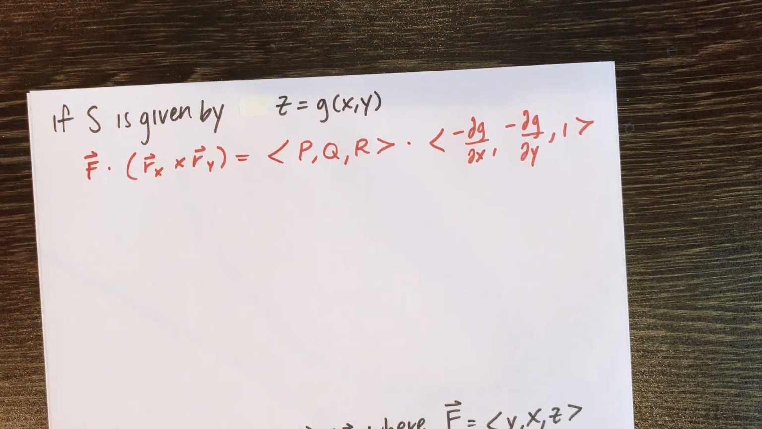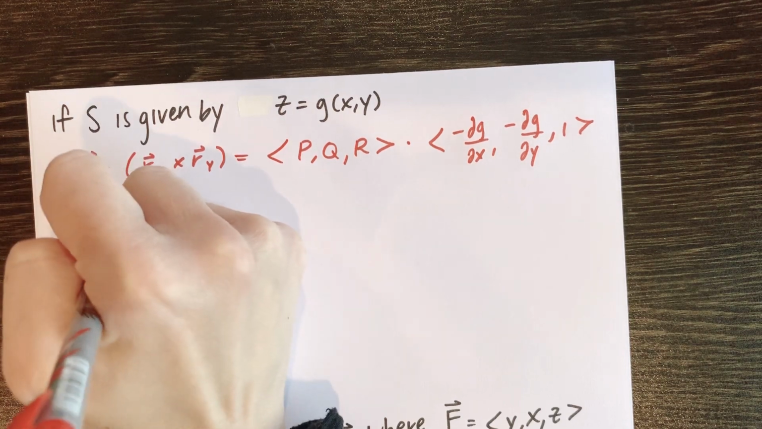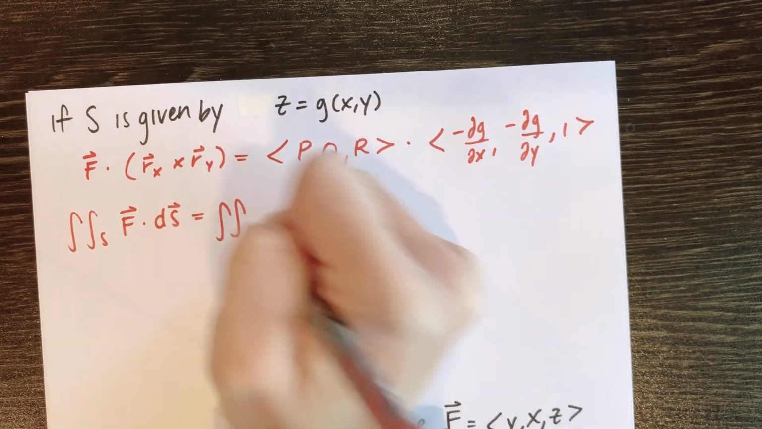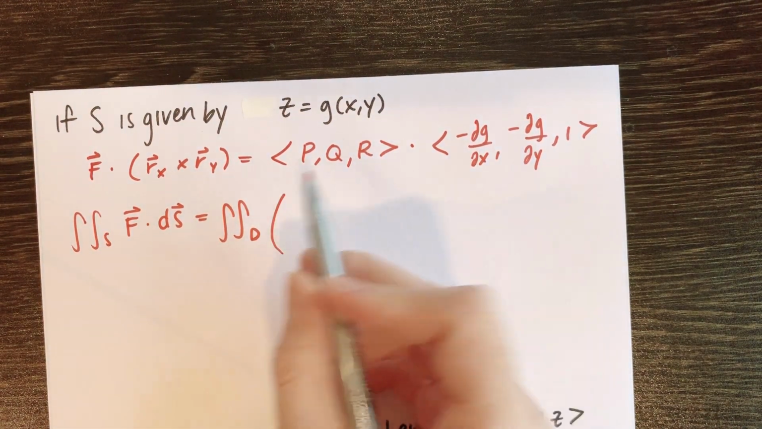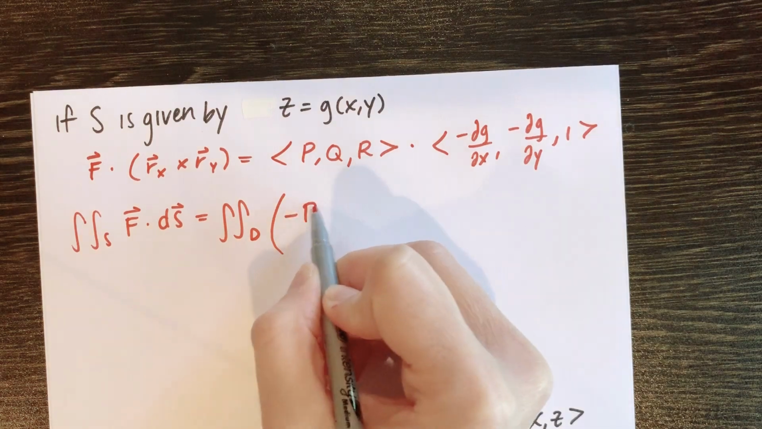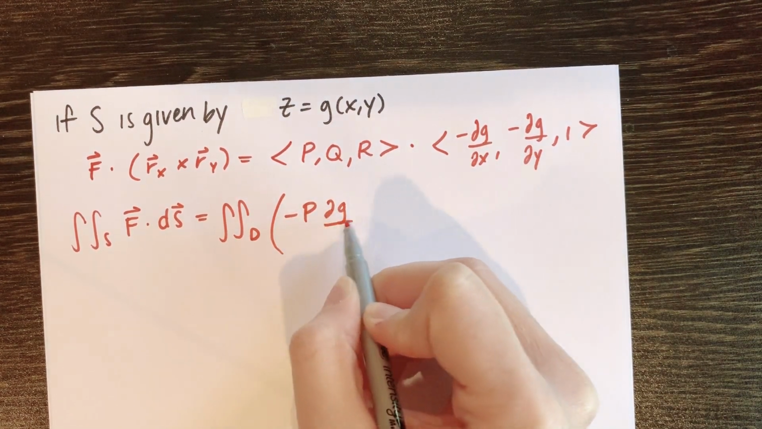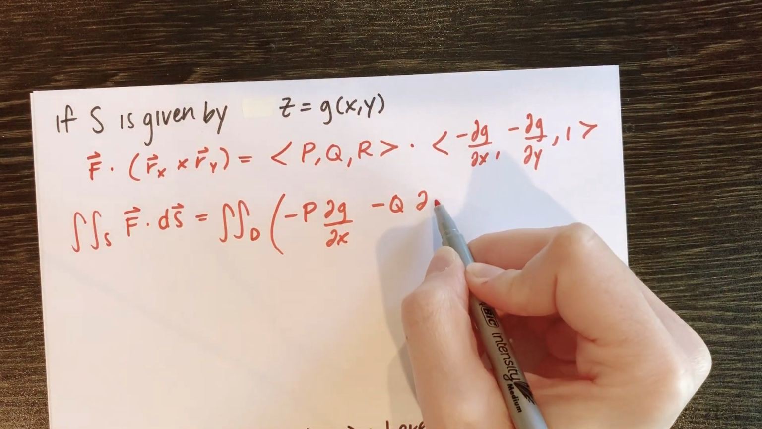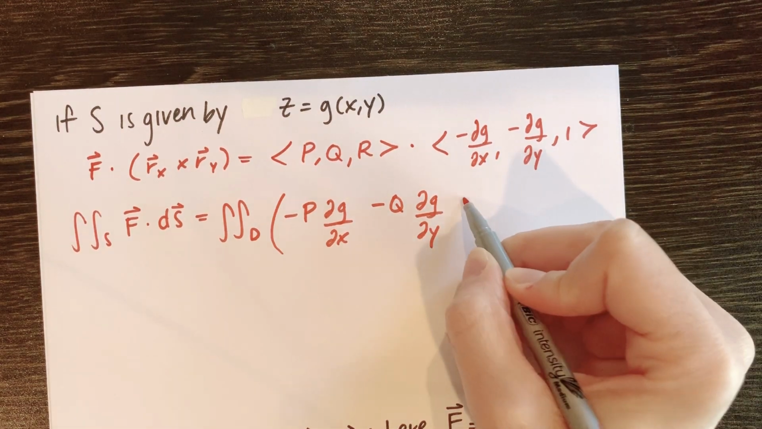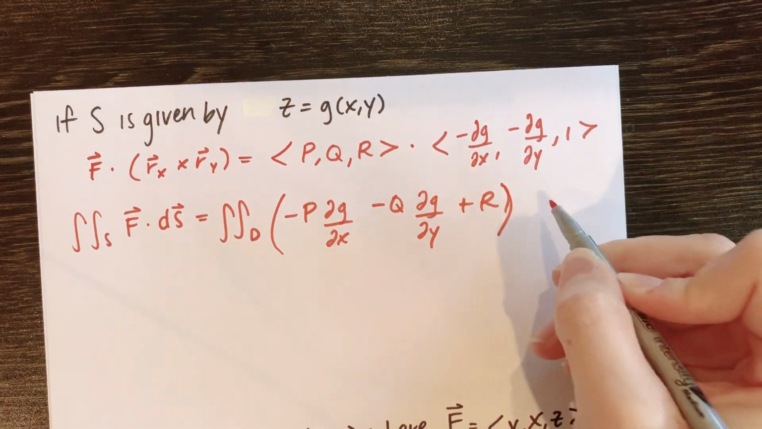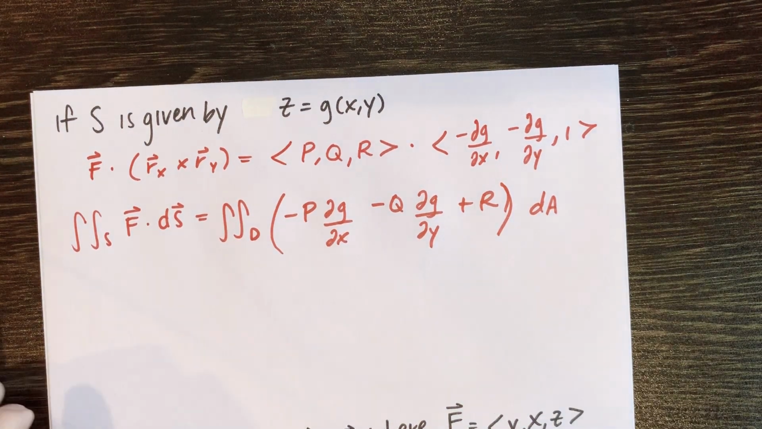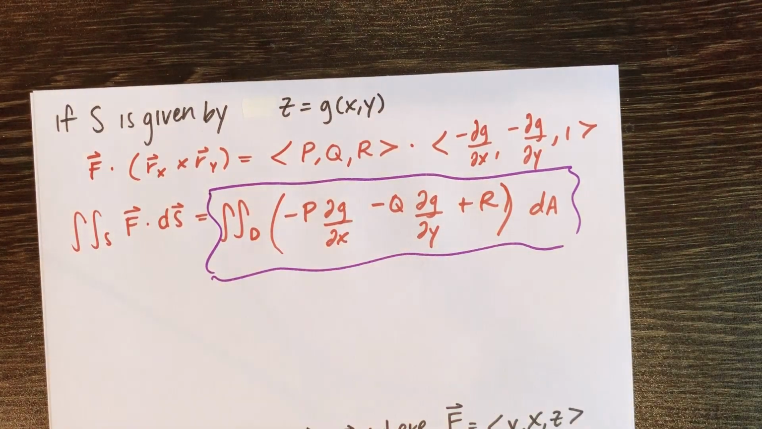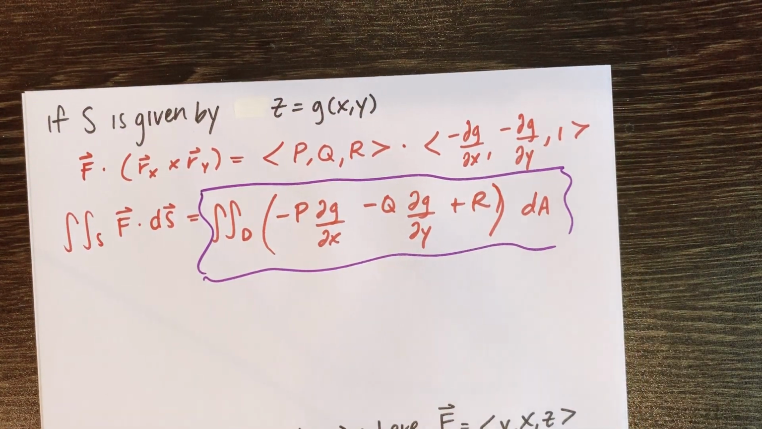So then what does that tell us about our double integral over S of f dot dS? This time, it's going to be the double integral over D, and we're doing the cross product of this, so it's going to be negative P del g del x minus Q del g del y plus R. So that's kind of our other formula if the scenario presents itself a little differently. So here's an example that does that.